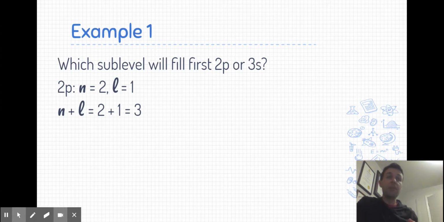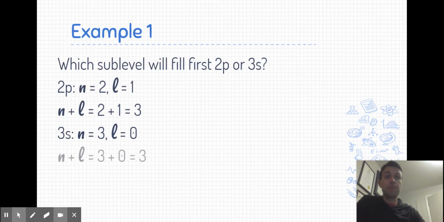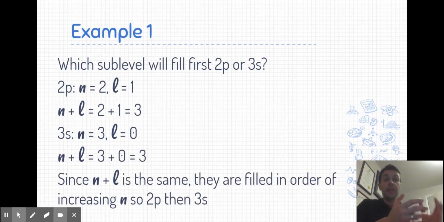For a 3s sublevel, that is an s sublevel at the third energy level. n equals 3, L equals 0. Remember, an s sublevel is given the 0 designation. n plus L, 3 plus 0, 3. In this case, since n plus L is the same, we're going to fill them in order of increasing n. So the 2p will fill first because it's the second energy level, and then we'll go to the third energy level. So 2p fills before 3s.